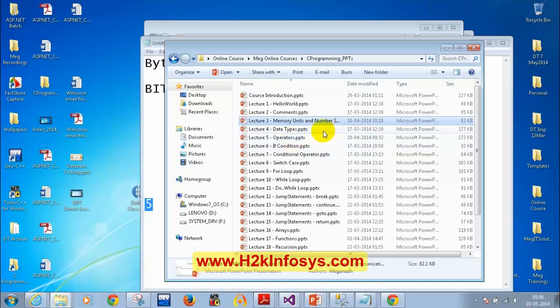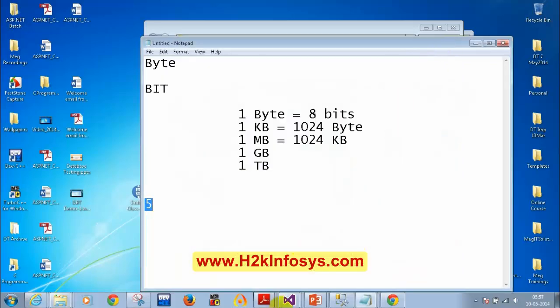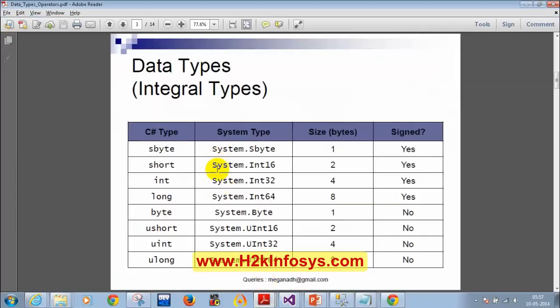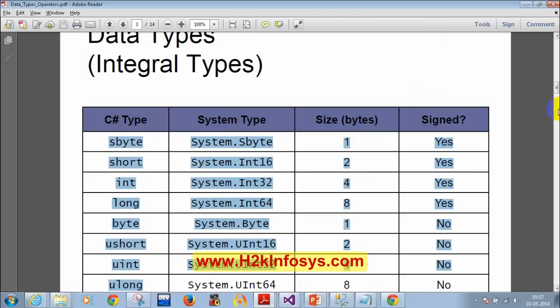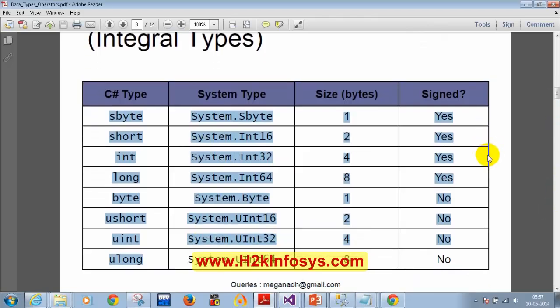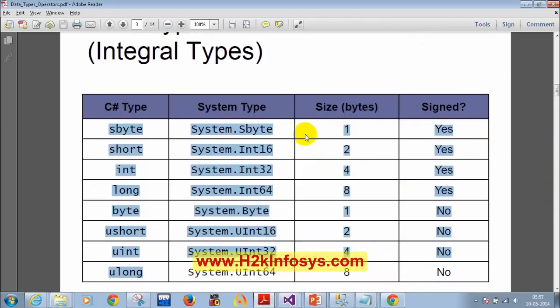What are the different data types we have? Then we'll come back. So let me open the document. For integer types, these are the data types we have.